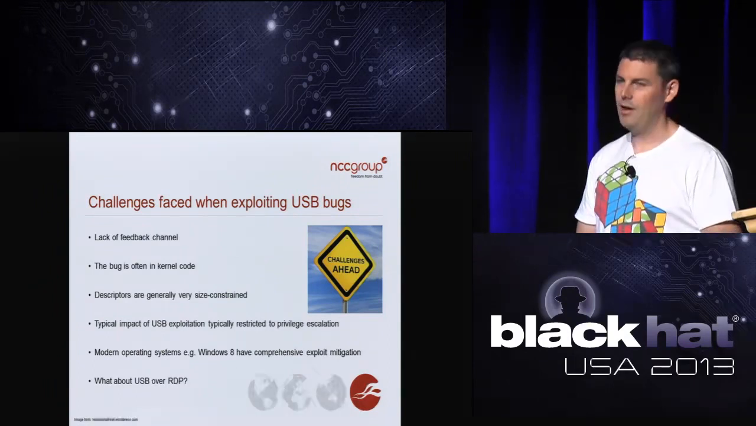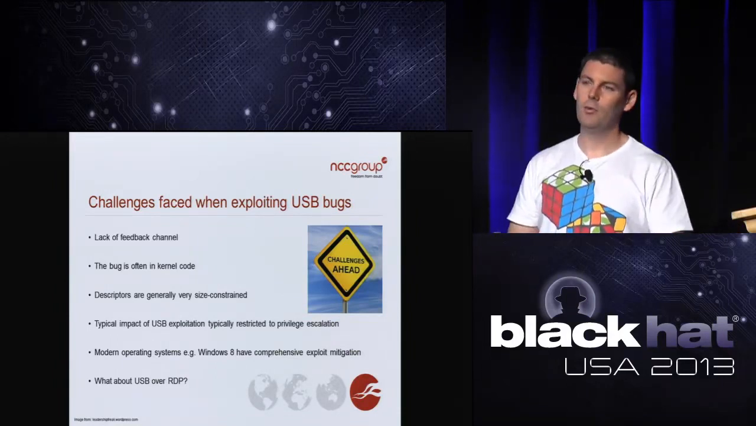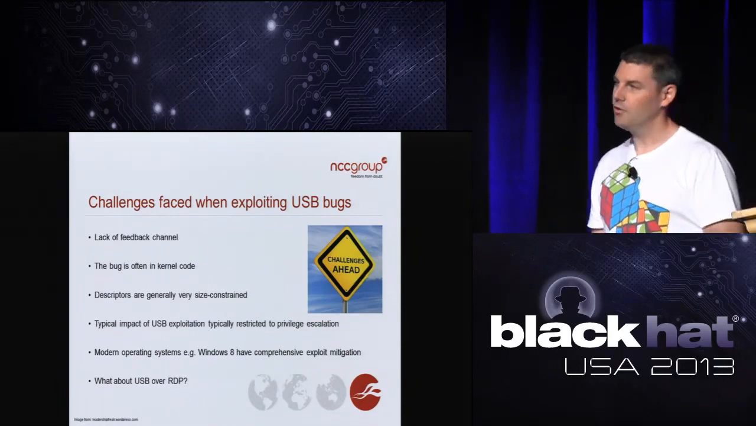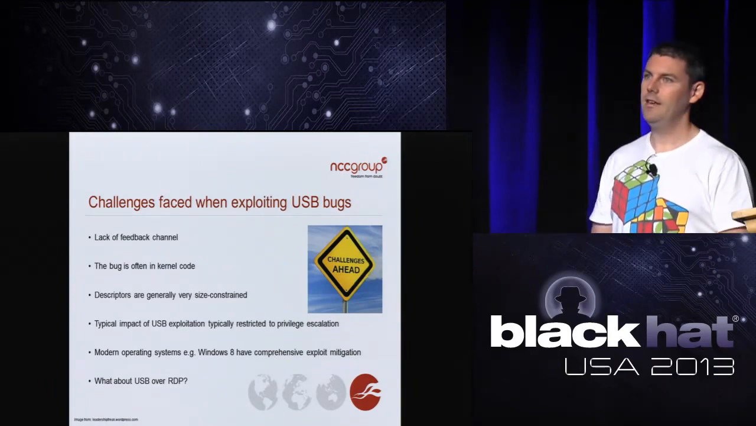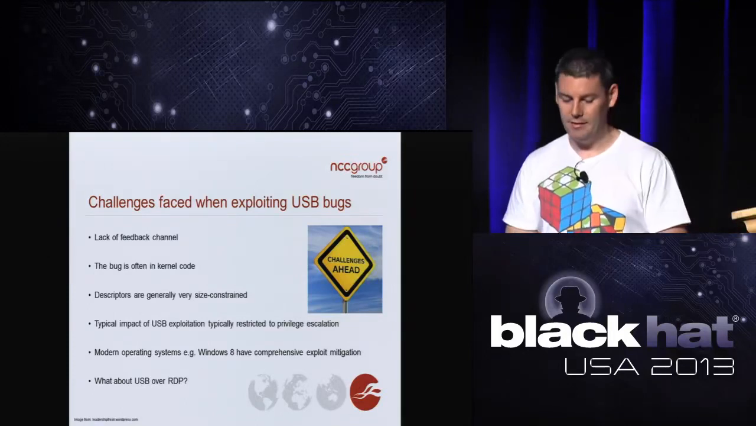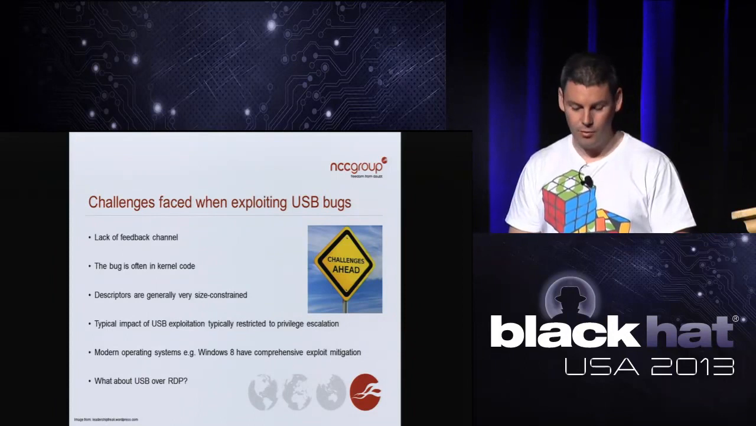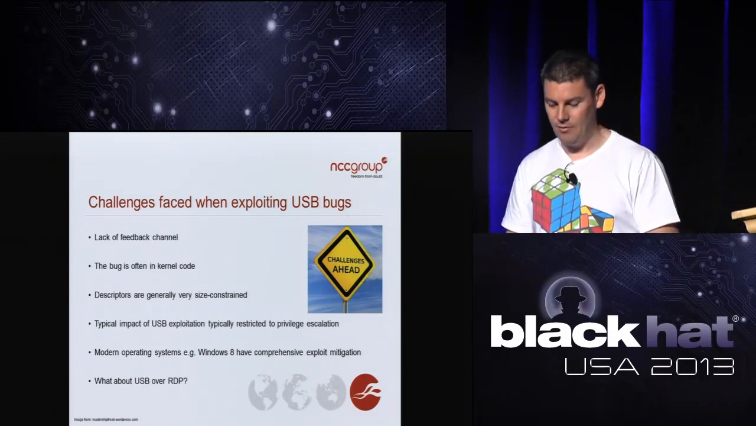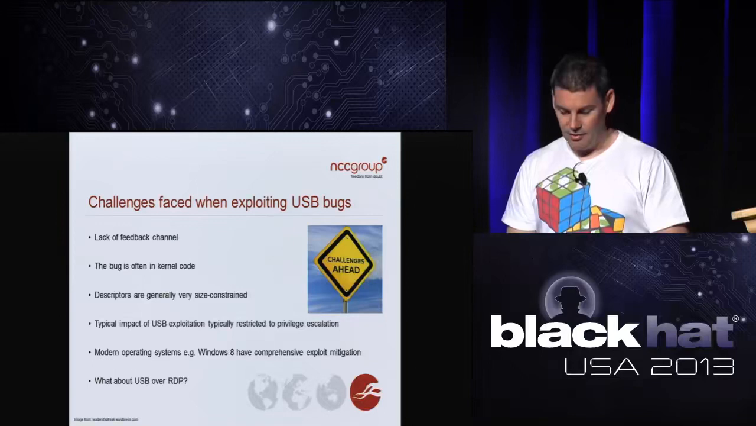The descriptors themselves, if you find a bug that can be triggered as a result of, let's say, some kind of buffer overflow, you're quite size constrained within your descriptors. So unless it's within the class specific information, for which there's a bit more flexibility, that's something that makes your life quite difficult. As I mentioned, the typical impact is privilege escalation, and the exploit mitigation stuff I've also mentioned.